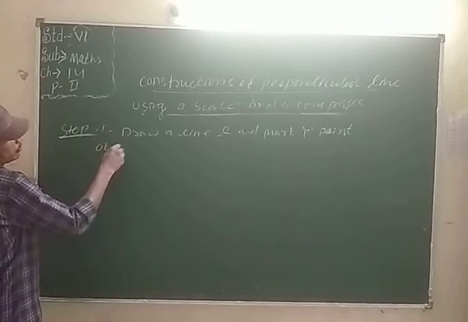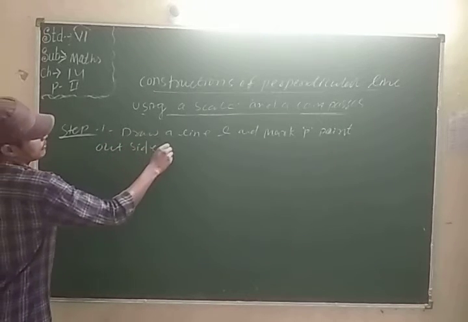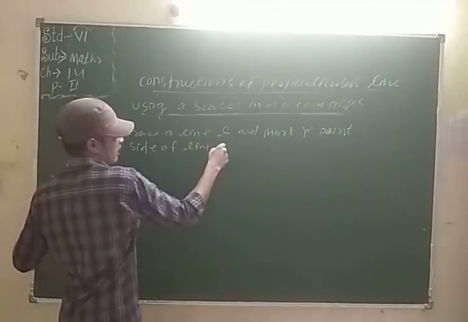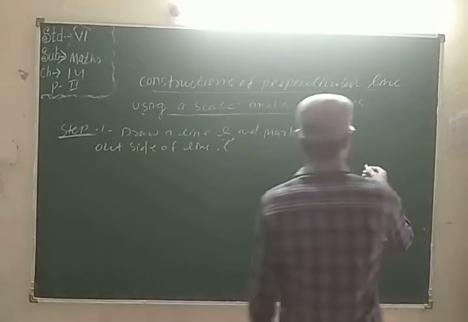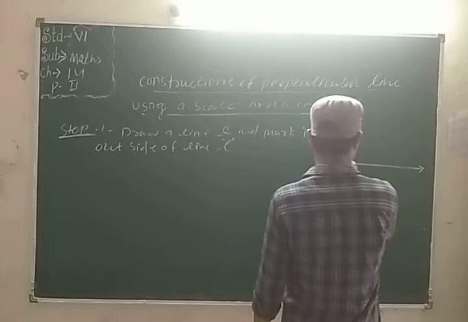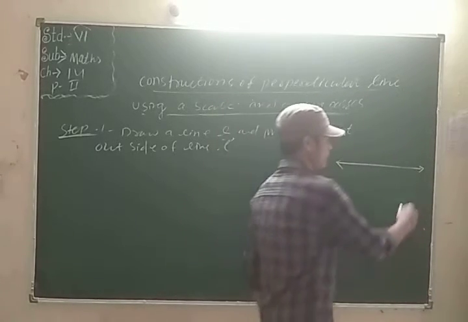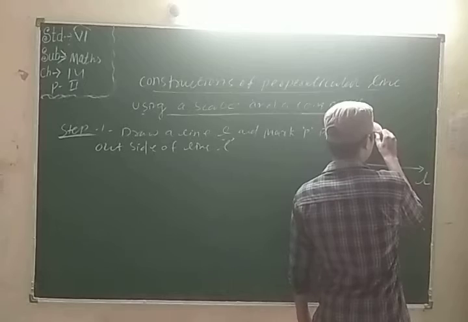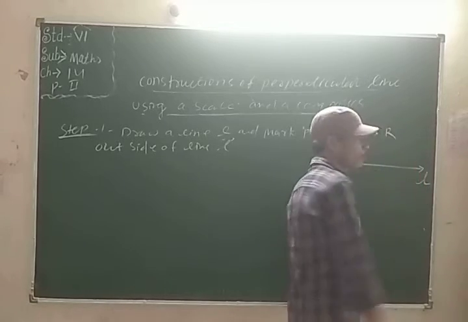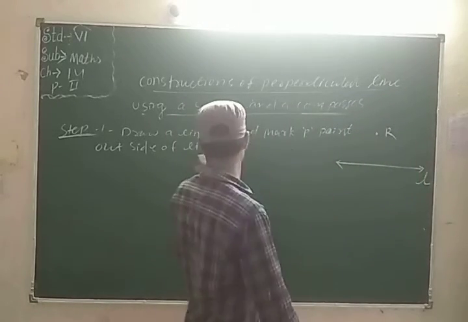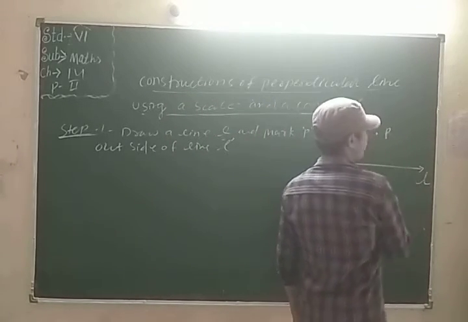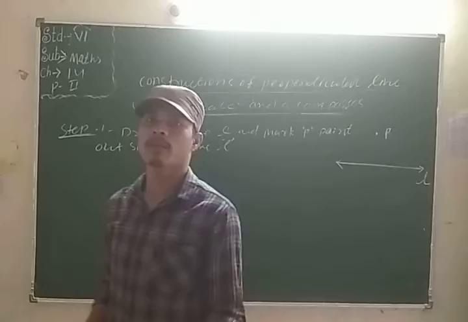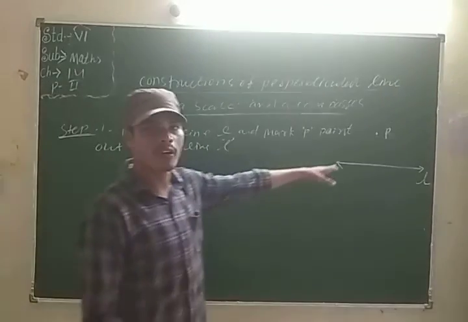Outside of line L. That means when we draw, first we draw a line and give it a name, and then a point. Here we take P. We write the point P outside of the line. We can take it above or below; that is outside, not lying on it.